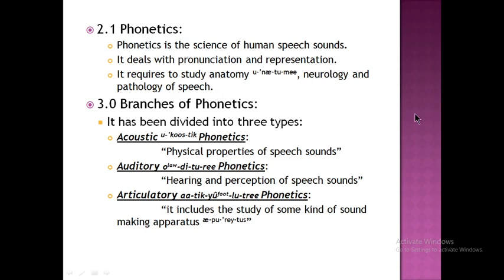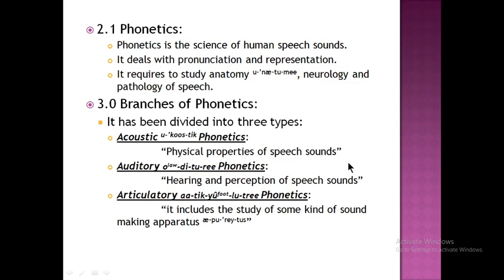The next topic is branches of phonetics. Do we have different branches of phonetics? Yes, we have. The first one is acoustic phonetics, the second one is auditory phonetics, and the third one is articulatory phonetics. There are three different branches of phonetics.